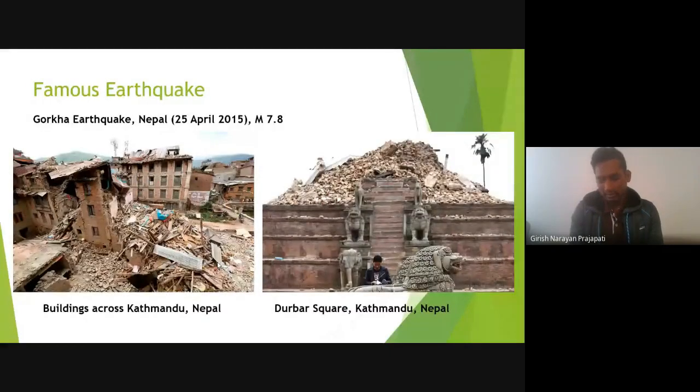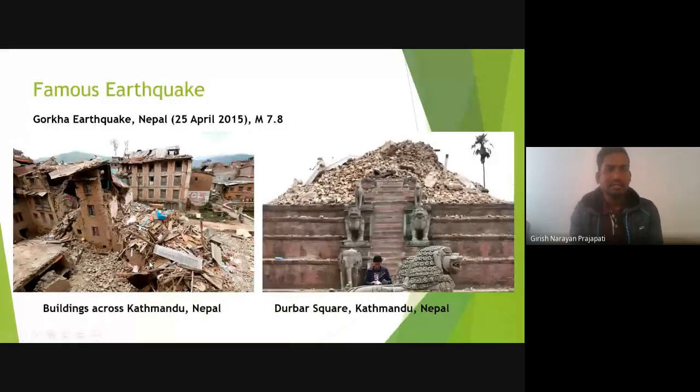Another earthquake happened in 2015 in Nepal, called the Nepal earthquake or Gorkha earthquake, with a magnitude of 7.8, which was also felt in India in some parts of Uttar Pradesh, Bihar and Uttarakhand. But there was a huge amount of damage in Nepal, mainly the Kathmandu area. You can see the buildings across Kathmandu are all destroyed. It has become like a field.